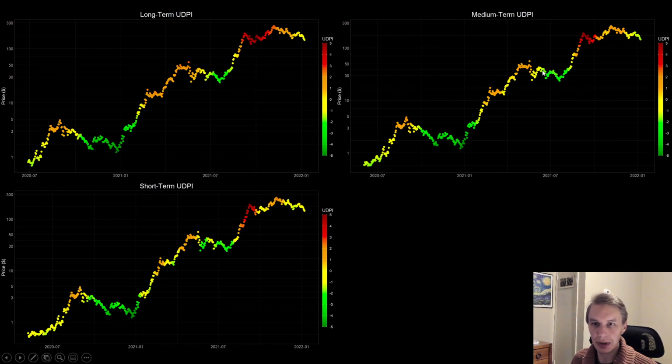Whereas for some of these other UDPIs, the long-term UDPI was still getting itself ready until it flashed deep green here when it really thought it was low risk, and sure enough, we got the bounce. Same with the medium term. It's not worried about this kind of short-term volatility like the short-term UDPI will be.